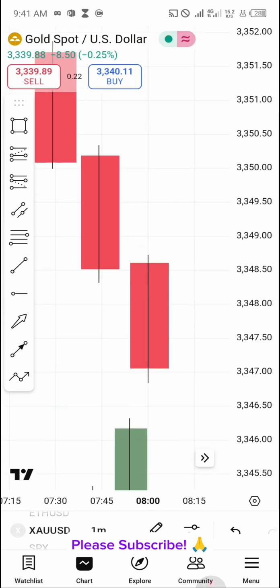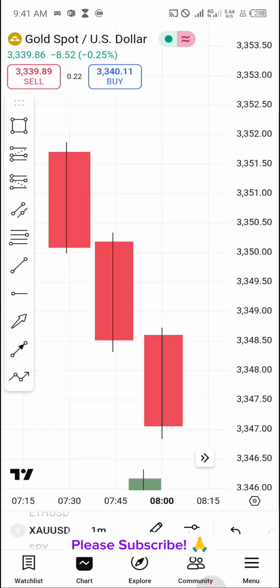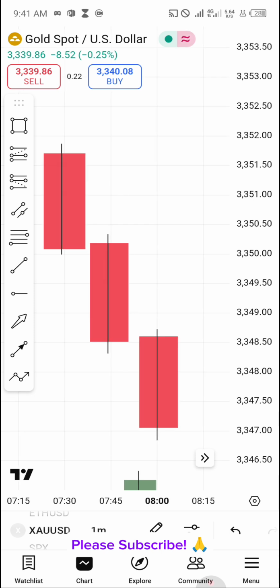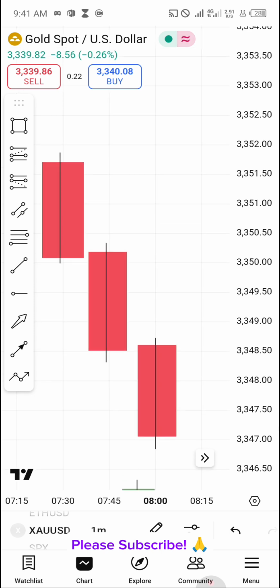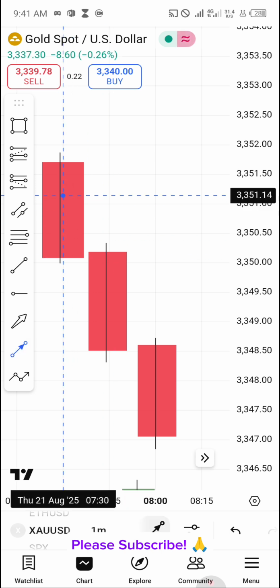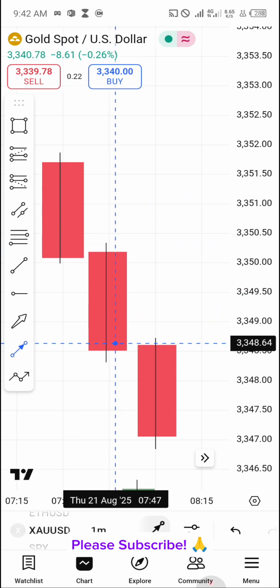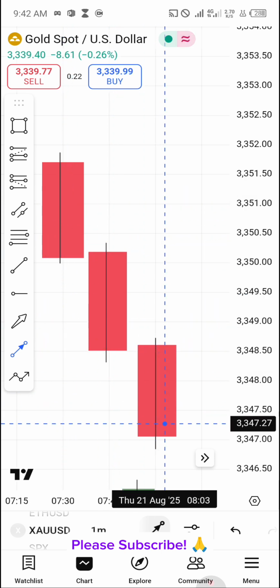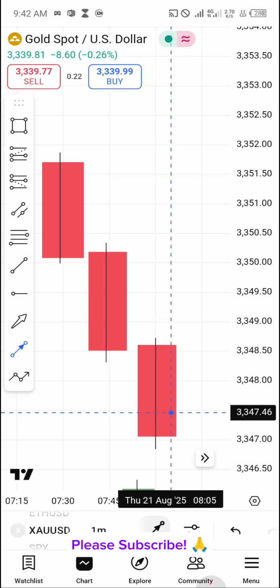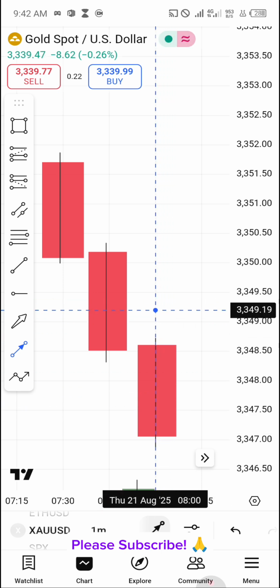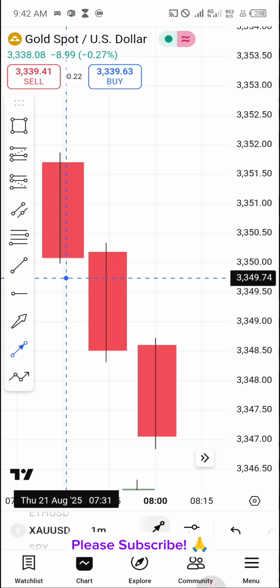Now let's look at what a bearish fair value gap looks like. Here we can see three consecutive candles towards the downside. This is for a downtrend. You can see that the first candle closed high and the second candle pushed lower, while the third candle did not retrace enough to overlap the first candle's wick.